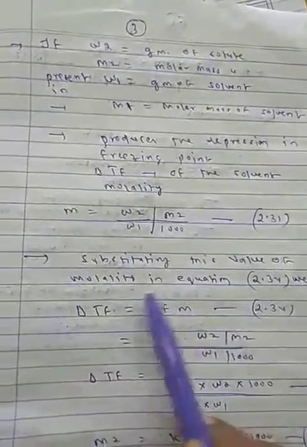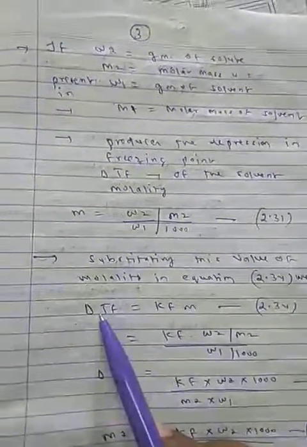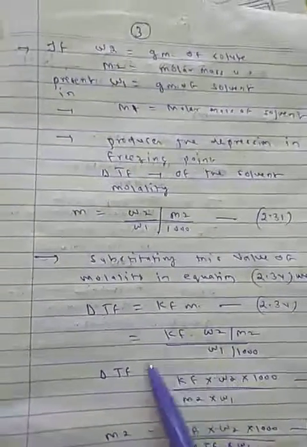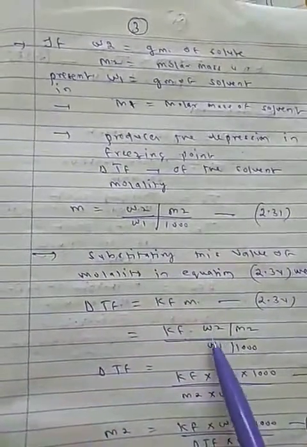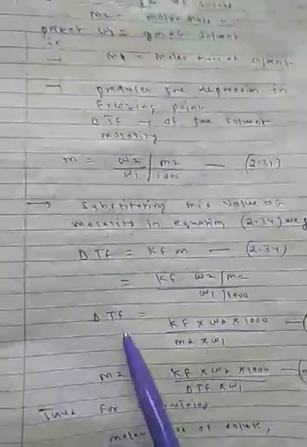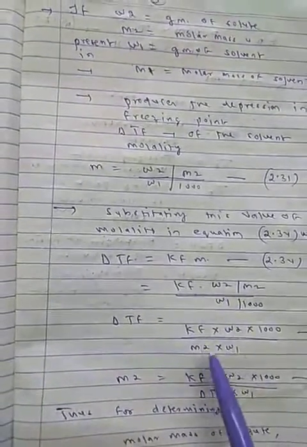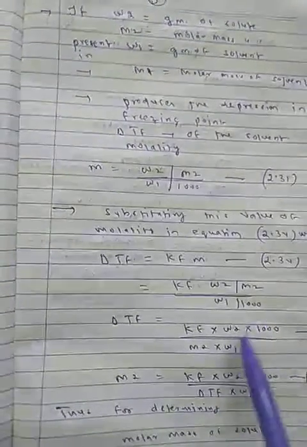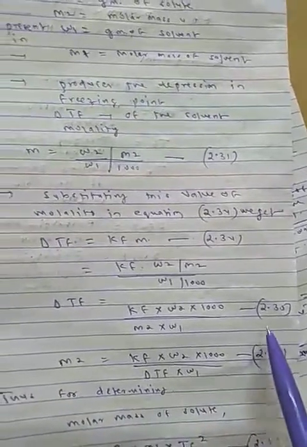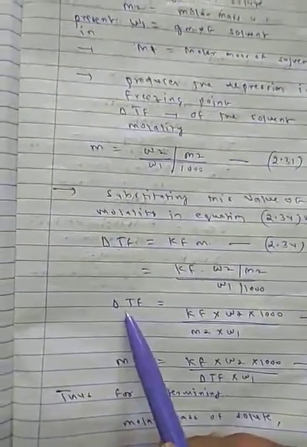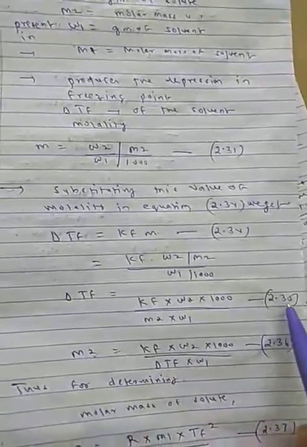Now substituting this value of molality in equation 2.34, delta Tf is equal to Kf into m. Here we put the value from 2.31, W2 upon M2 upon W1 into 1000. So delta Tf is equal to Kf into W2 into 1000, with M2 coming down along with W1. This equation is 2.35. And if we want to calculate the molar mass M2, then we use equation 2.35 with delta Tf.